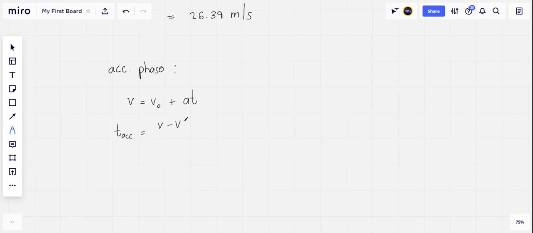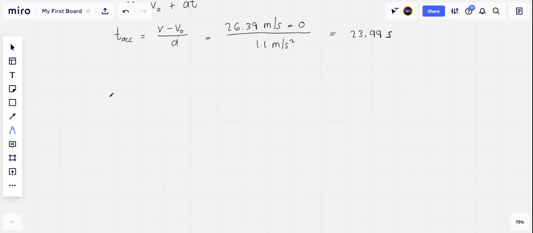So t is v minus v0 over a, and this is 26.39 meters per second minus 0 divided by 1.1 meters per second squared. And so if we calculate, we get the time for the train to accelerate to maximum speed to be 23.99 seconds.